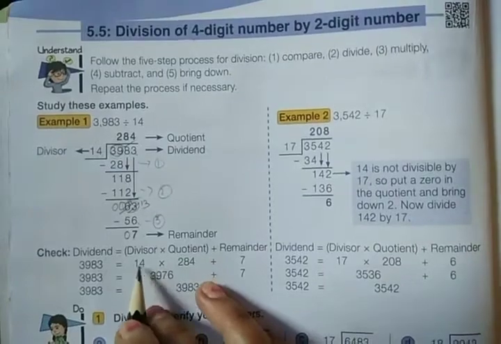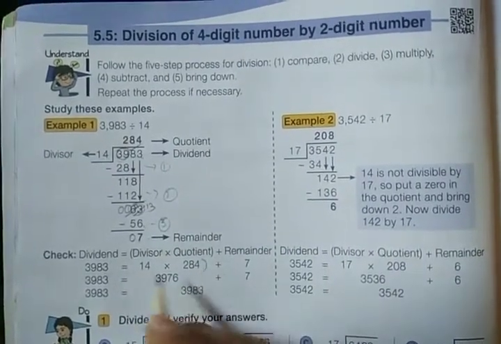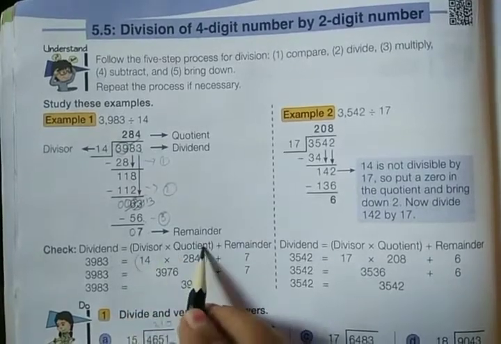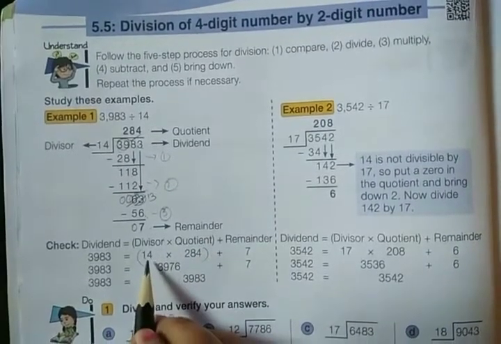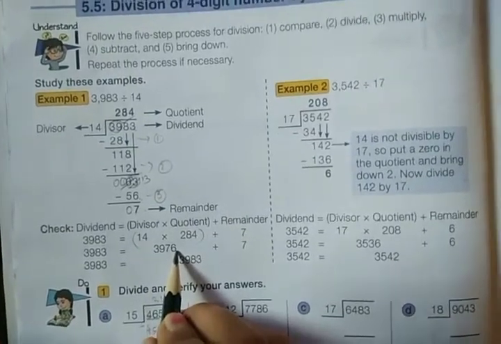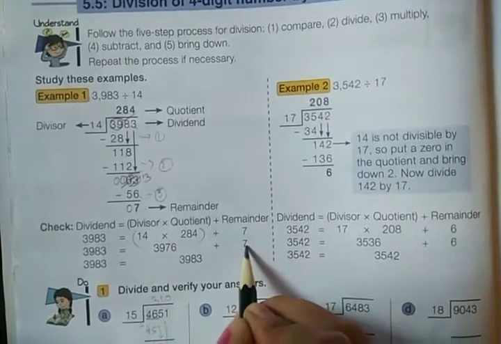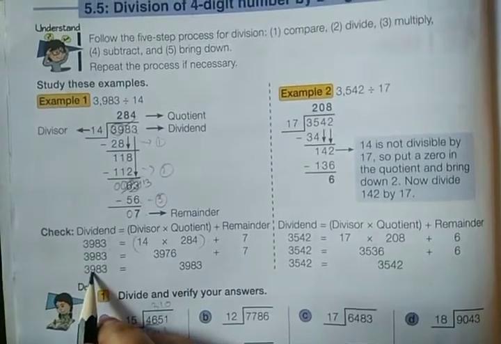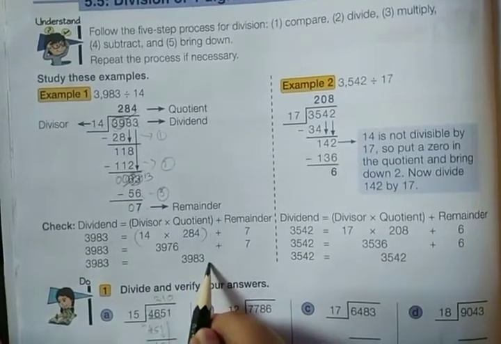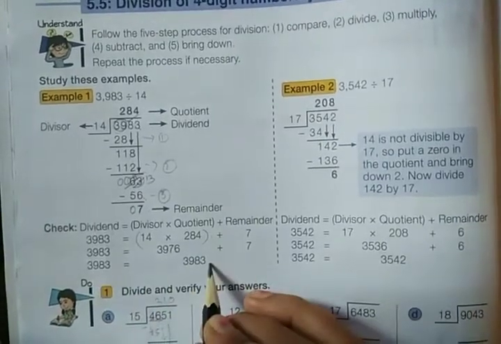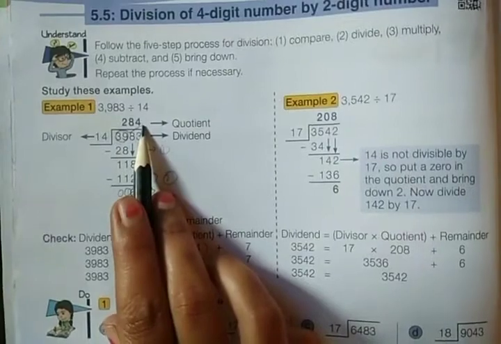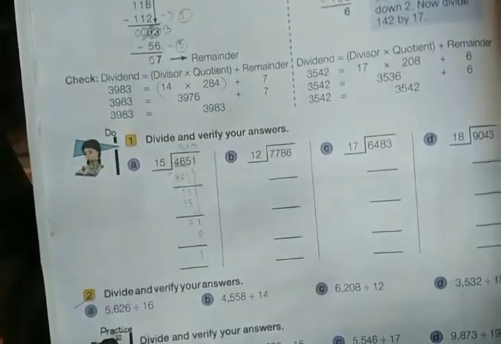Now multiply this 14 and 284, that is divisor into quotient, the bracket one first, and after multiplying they got the answer 3976. To this number we need to add your remainder, that is 7, and you will get 3983 is equal to 3983. LHS is equal to RHS. So this sum which we have solved is correct now. Okay. Now we'll see the exercises.